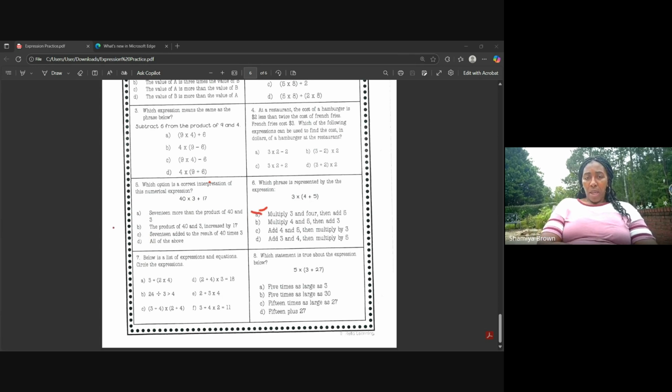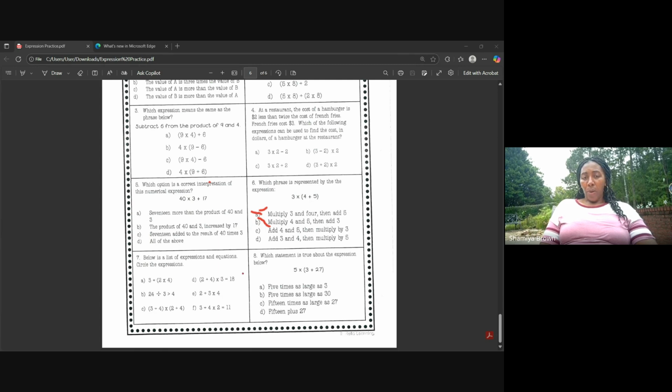Let's look at B. B says multiply 3 and 5, then add 3. I'm not multiplying 4 and 5. So that won't be my choice. C says add 4 and 5. I am adding 4 and 5 if I look back up here. Then multiply by 3. Yep, I'm adding 4 and 5, then multiplying it by 3. So C would be my choice.